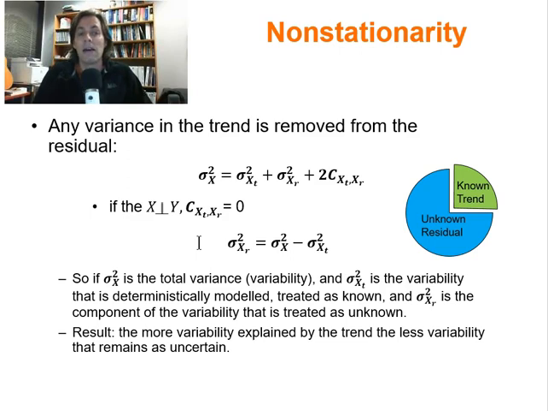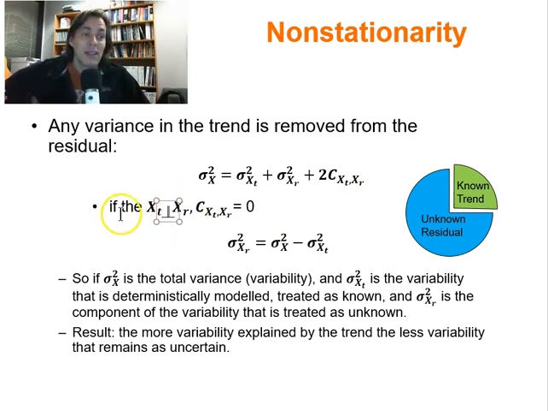are independent of each other, then it's just simply an addition. The variance total is equal to the variance of the trend plus the variance of the residual, and this 2 times the covariance between the two goes to 0. In that case, this indicates just that x and y are independent. Actually, I just cleaned that up.